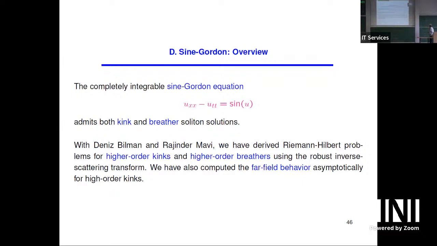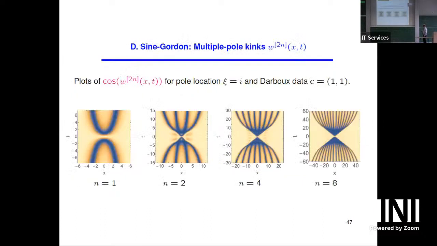So, okay, and so with Deniz Bilman and Rajinder Mavi at University of Cincinnati, we've looked at the higher order kink and higher order breather problems for Sine-Gordon. There's some interesting new wrinkles that come up there. We again use the robust inverse scattering transform, and we've computed the far field behavior. So these are what the plots look like.